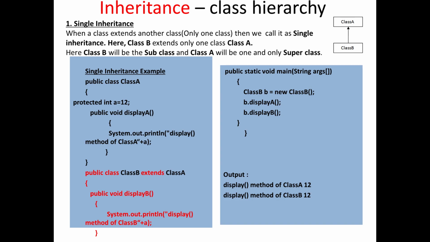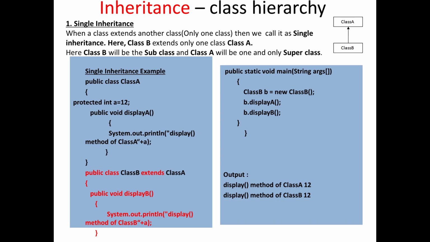Next, class B is a child class, and it consists of one public method, display B. This will print the statement display method of class B along with the value of the variable A. So class B can access the property of class A. The object of class B can access the variable A and also the method display A.